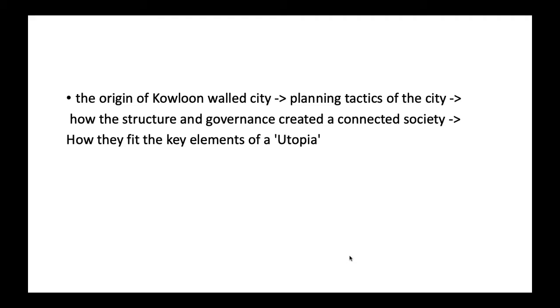In this paper, I will first introduce the origin of Kowloon Walled City and the original settings of the city, and then I will explain the urban planning tactics of the builders even when resources were limited. We will study how the structure and governance create a connected society, and at last, we will explain how it fits the key elements of utopia.